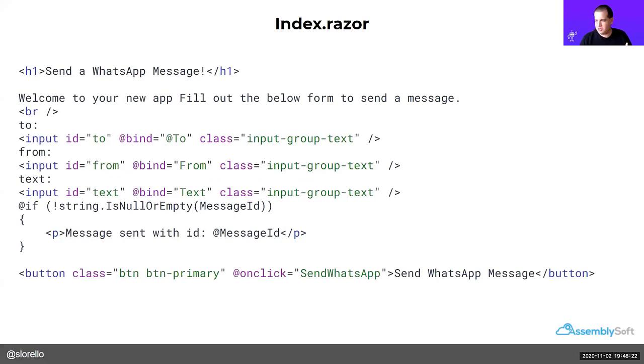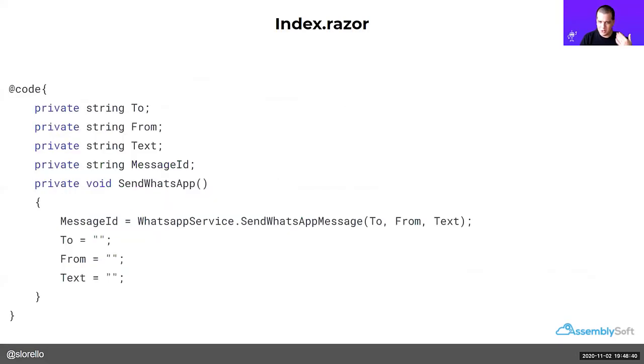And then this piece of code here is building, it's not really a form, it's just a pseudo form for us to submit the WhatsApp message. Notice how the to, from, and text fields are bound using a bind directive, and the send WhatsApp method is bound to an on-click action. Those fields and method are all bound to the code directive section below in the same file. After clicking the send button, it invokes our WhatsApp service and sends the WhatsApp message onwards.